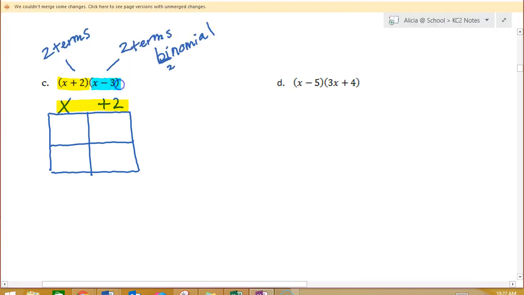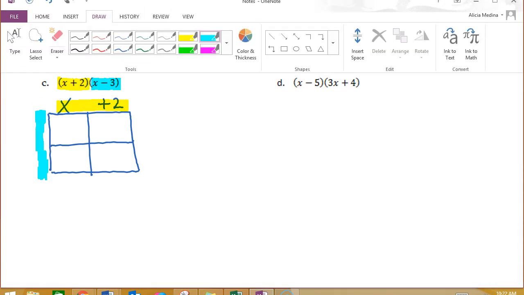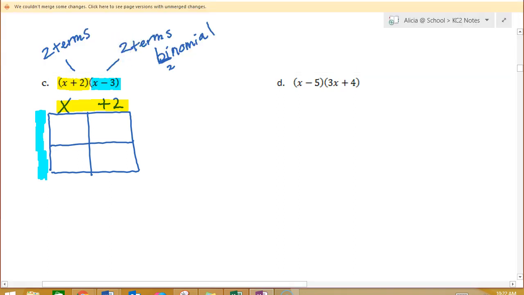Likewise, I see that x minus 3. I'm going to place those terms on the left side. Doesn't matter where you place them as long as you keep the terms, like I said, together. So that x and that negative 3 must stay together. Now we just have to multiply every single box.